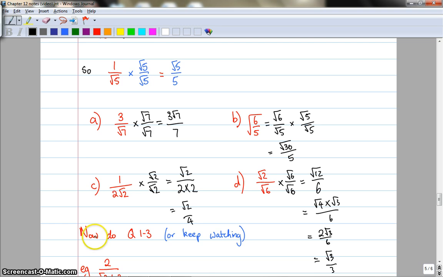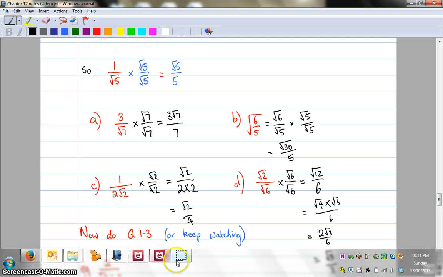Now as you can see, you can either do questions 1 to 3 from 12.5, or you can keep watching and do the next little bit, which is something a little bit more complicated, but it shouldn't be too bad.